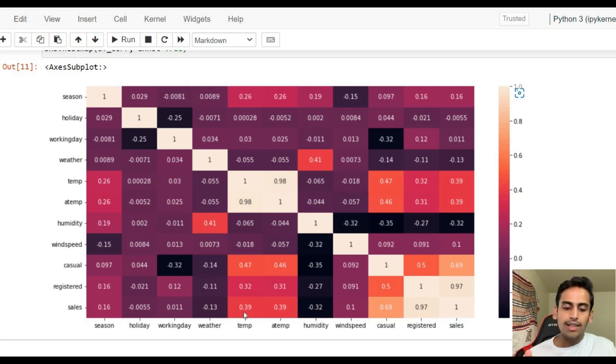But we can see that sales and temp have a positive correlation of 0.39. Again, it's not a very strong relationship like 0.9 or 0.8, but it's showing that there is a relationship which we need to look into, which means that whenever temperature is increasing, we have seen some increase in the sales as well.